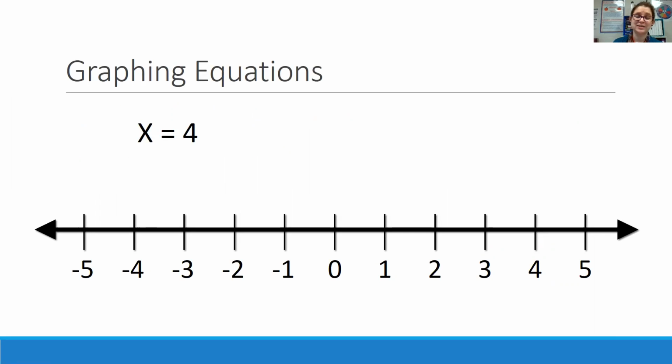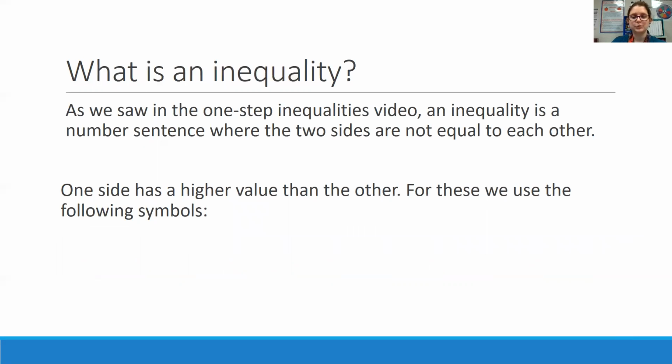So first, let's talk about graphing equations and refresh our memory that an equation is a number sentence with an equal sign. So this is a very basic equation where x equals 4, and we would graph that by having a dot and putting it on the number line where 4 is to show that our answer is 4 and only 4. As a review, what is an inequality?